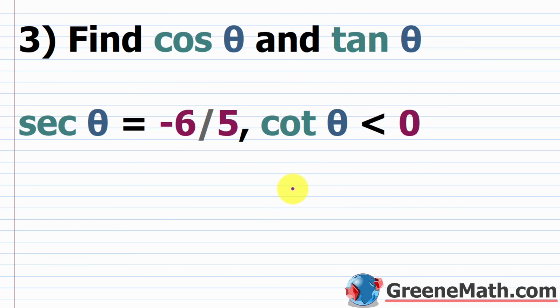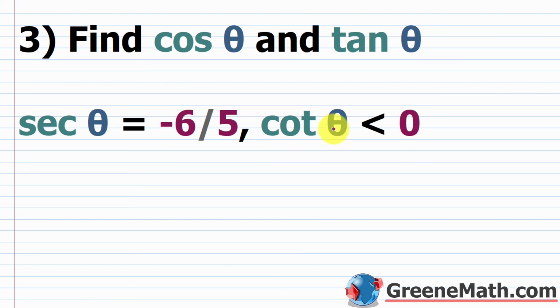All right, for problem number 3, we're asked to find cosine of theta and tangent of theta, given that the secant of theta is equal to negative 6/5, and then the cotangent of theta is less than 0. So for the secant and the cosine, those guys are going to be reciprocals. They are positive in quadrants 1 and 4, and negative in quadrants 2 and 3. So this guy is negative, so I know I'm in quadrant 2 or 3.